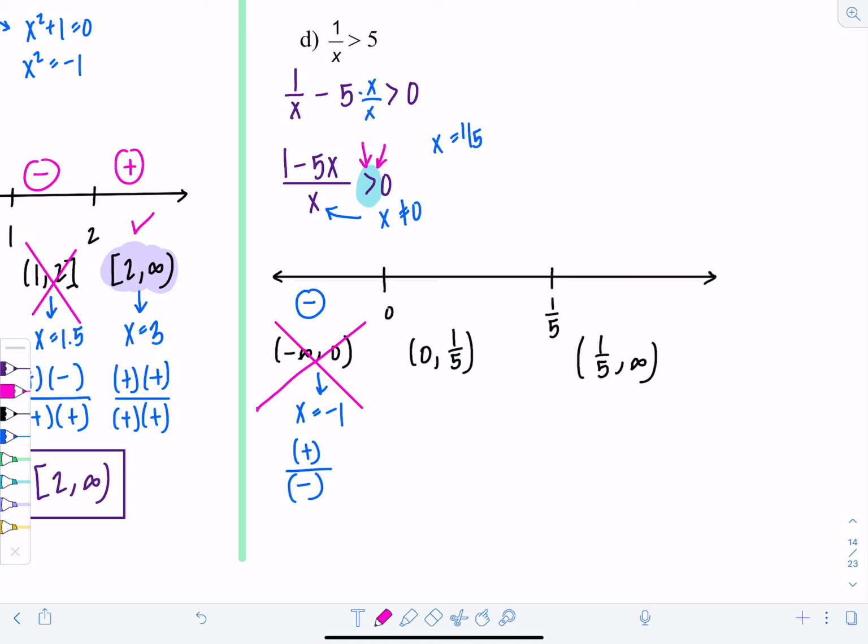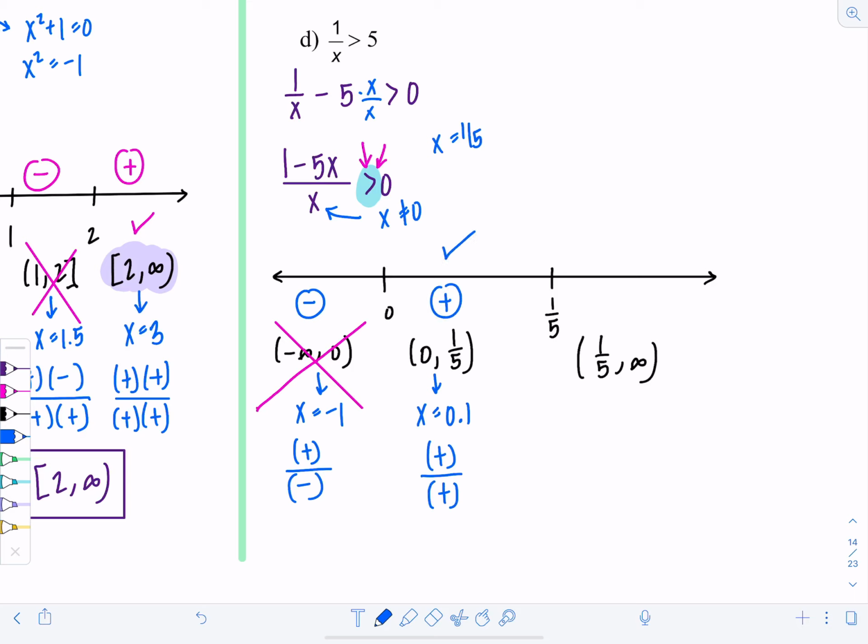Okay, what about from 0 to 1/5? 1/5 is 0.2, right? So if it's easier for you to think in decimals, you can just plug in 0.1. That's between 0 and 0.2. And then 1 minus 5 times 0.1. 5 times 0.1 is a half. So 1 minus a half is positive. 0.1 is positive. So everything here is positive.